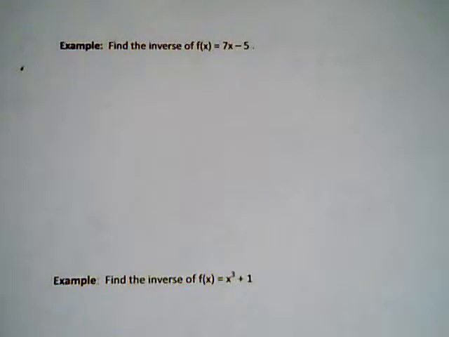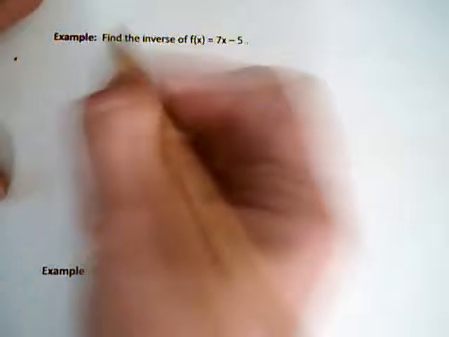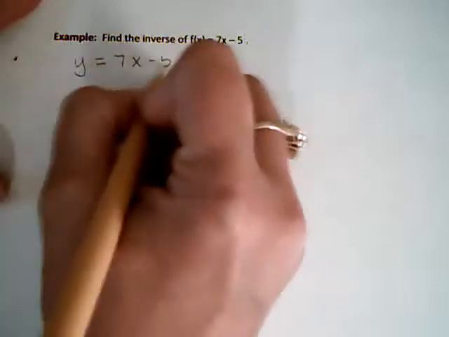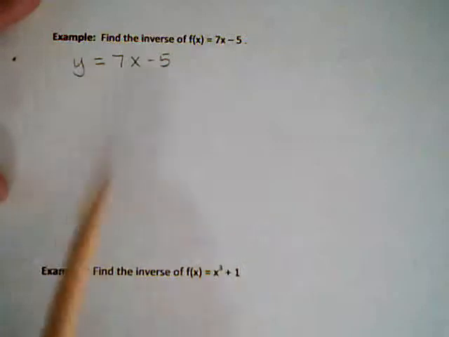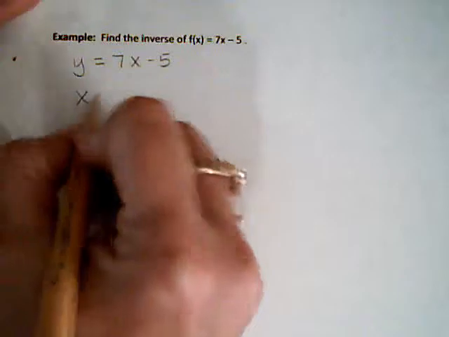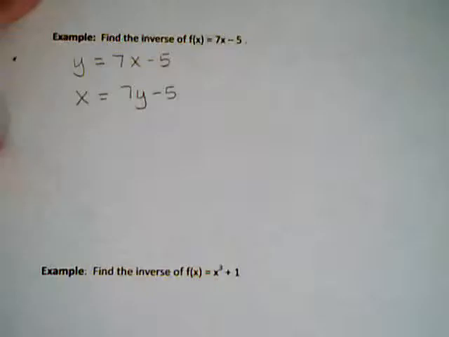Okay, this is still section 1.8. Find the inverse of f of x equals 7x minus 5. So again, refer back to the list of steps that I gave you on the previous handout. First it says to replace f of x with y, so I would write this as y equals 7x minus 5. Then interchange x and y. So that means I would have x is equal to 7y minus 5.